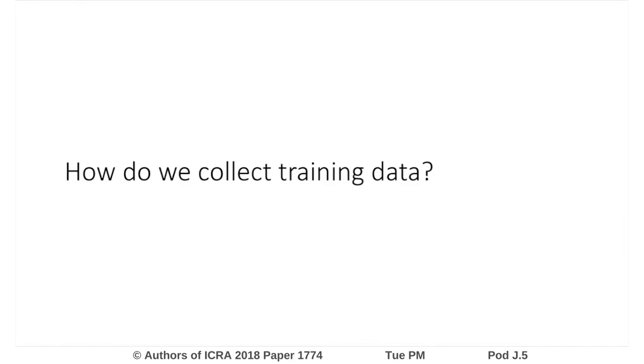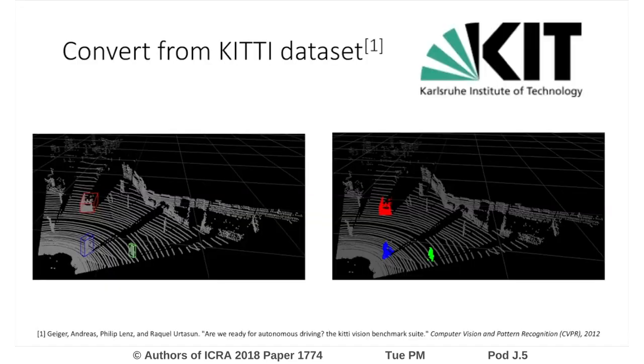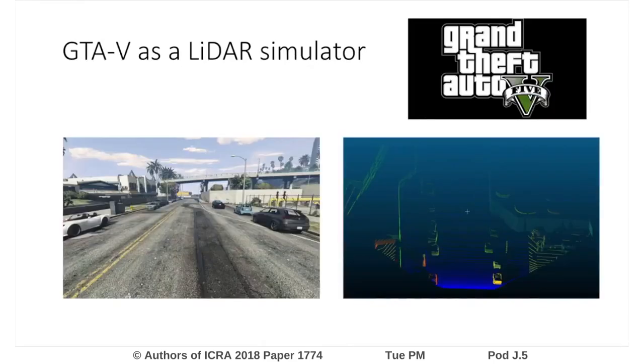We now have a method, but how do we obtain training data for the network? We consider data from two different sources. The first is the KITTI dataset. We use provided 3D bounding boxes to label KITTI's point clouds, giving us approximately 10,000 samples. We additionally use GTA5. Here, we built in a LiDAR simulator to generate 8,000 more samples, doubling the size of our training set.